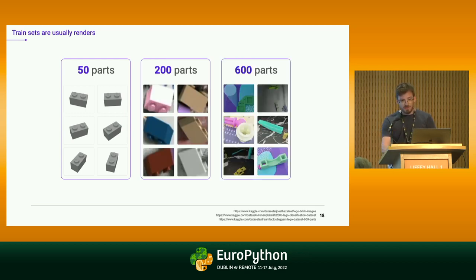Some are pretty weird, like, what is that really? What are those colors? They are not Lego colors, but okay, maybe they will be enough. But the problem is that even the biggest one only has images for 600 parts. And we know that we have 72,000 available Lego parts, so it's not really enough to train a model on this.